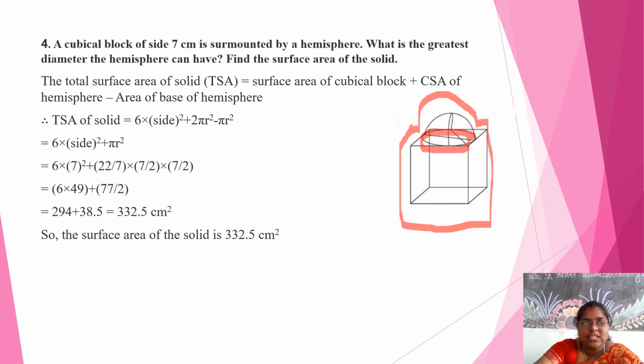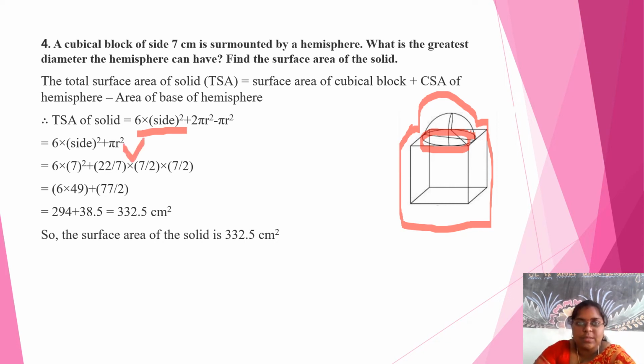Because of that reason only, we are subtracting the base area of the hemisphere, which means pi r square. So 2 pi r square minus pi r square will be pi r square. That's what we did here: 6 into side square plus 2 pi r square minus pi r square, pi r square. This is the formula we need.